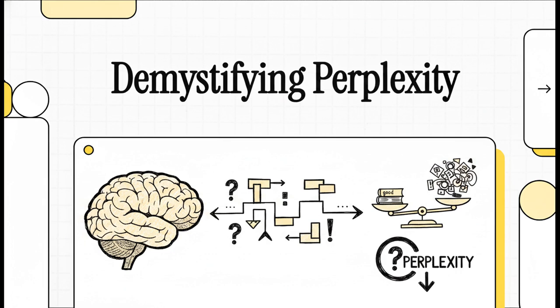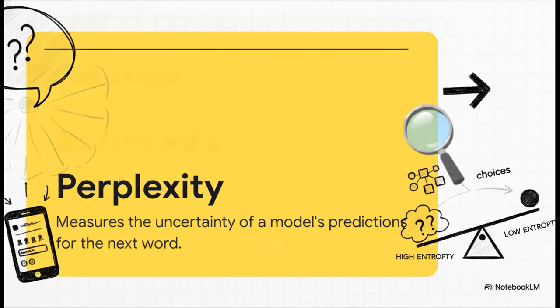Now, I know it sounds like a super complicated, dense academic term, but it's actually the absolute bedrock of how we evaluate the AI tools that we're using every single day. So let's just dive right into the core definition. Perplexity is basically a metric that measures the uncertainty of a model's predictions for the next word.